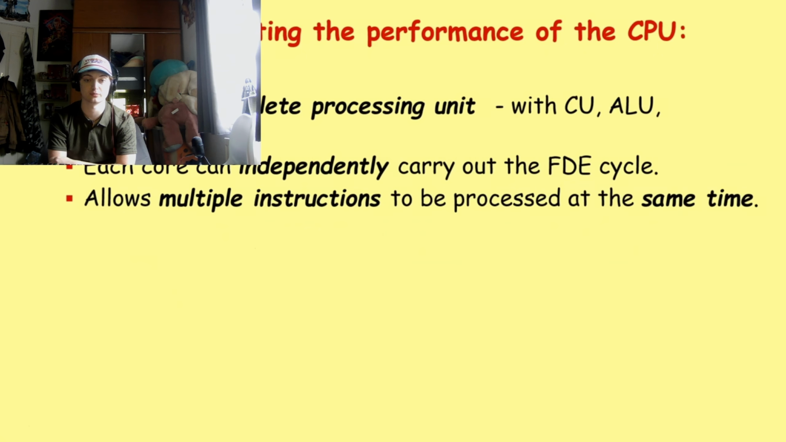Number of cores. A core is a complete processing unit. It has its own control unit, ALU.